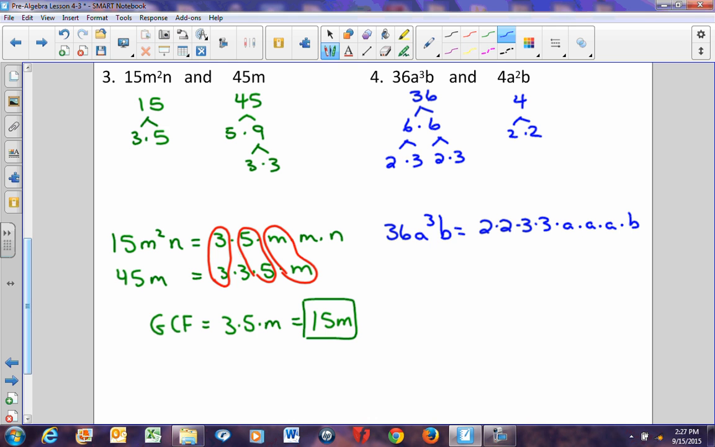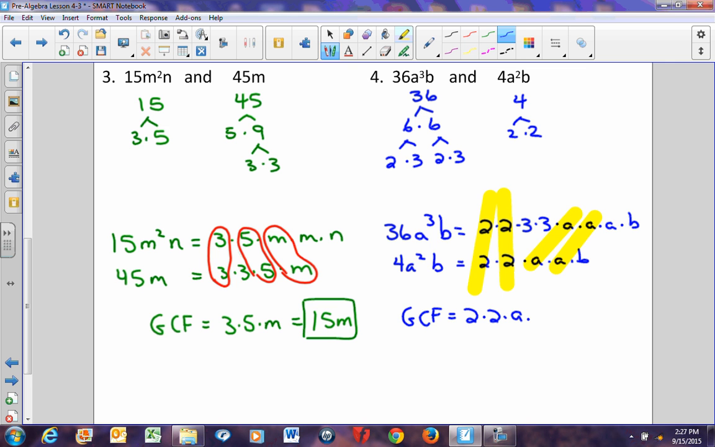And then 4a squared b is 2 times 2 times a times a times b. What do they have in common? I think I'll highlight them this time. They have 2 in common, and another 2 in common, and an a in common, and another a in common. So the greatest common factor here is 2 times 2 times a times a. Whoops, I almost lost my b there. Times b. The greatest common factor is 2 times 2 times a times a times b. The greatest common factor is 4a squared b.